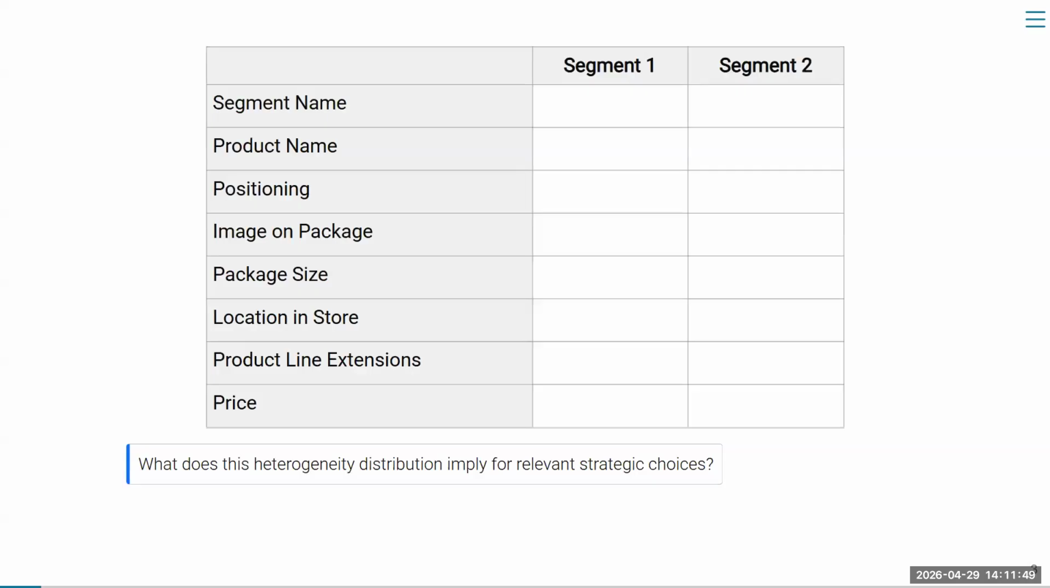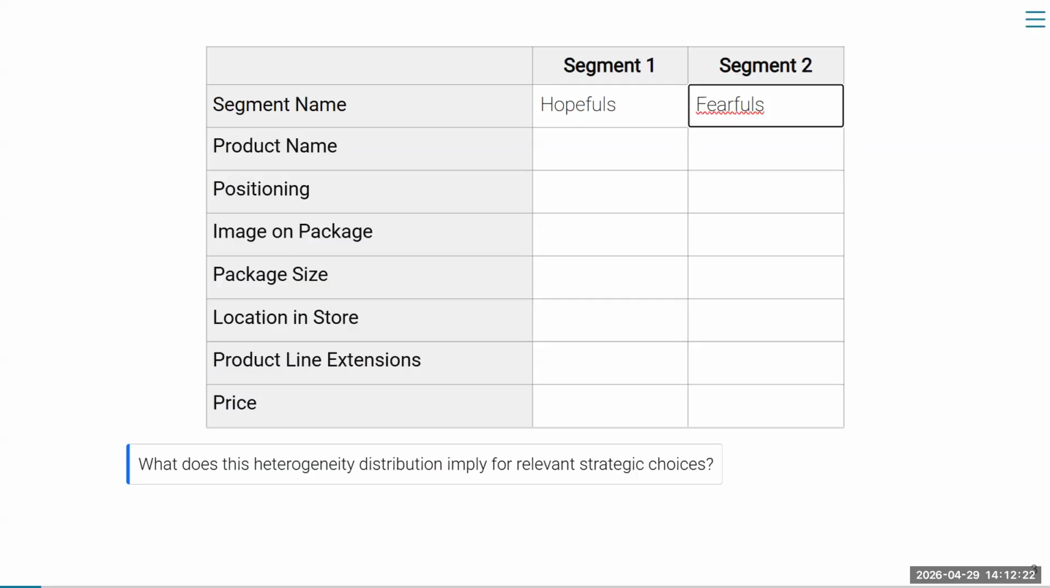Does anybody know what the 2 segments in that market for home pregnancy tests were? That is exactly right. One segment they called hopefuls. And the other segment they called fearfuls.